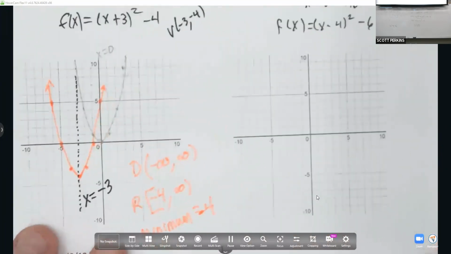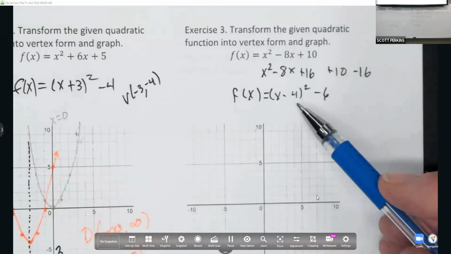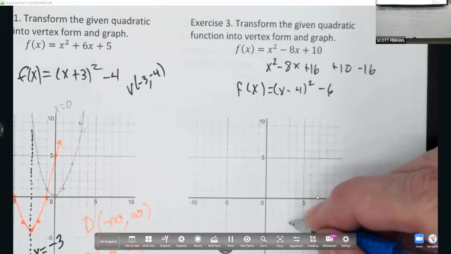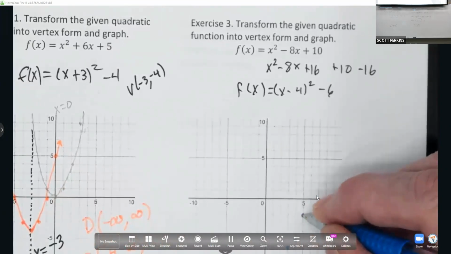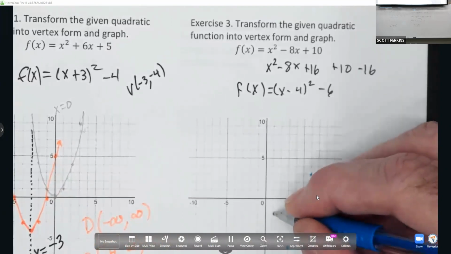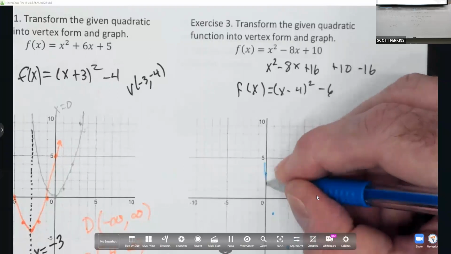Just for time's sake, I guess I did ask you to graph this one, so I will go ahead and graph it real quick. We already said the vertex is (4, -6). So that means it goes over 4 and then down 6. There's my vertex. There's no shrinking or stretching done to this graph, so I'm just going to do my basic points, pretending that the vertex is my origin. And so here's the graph.